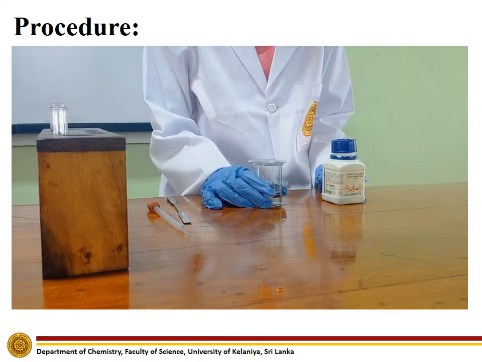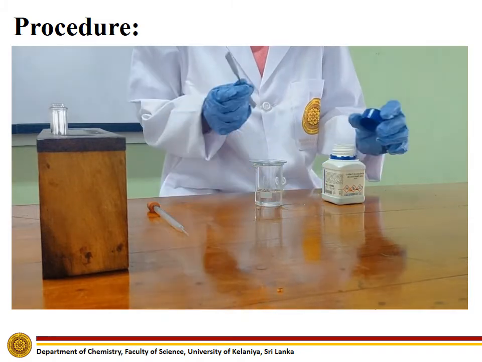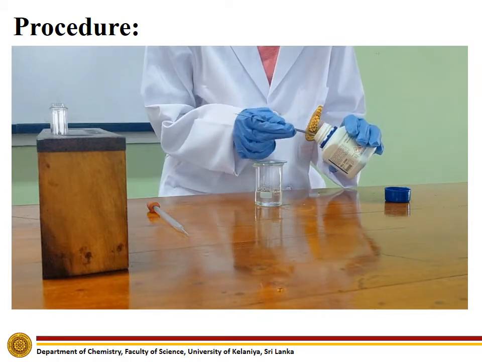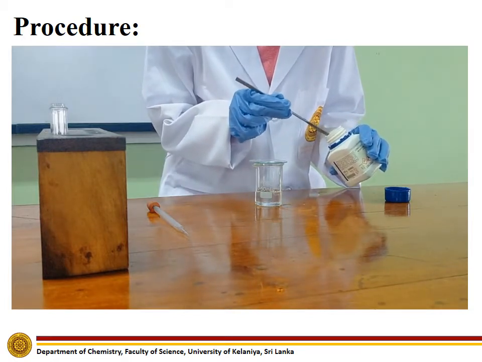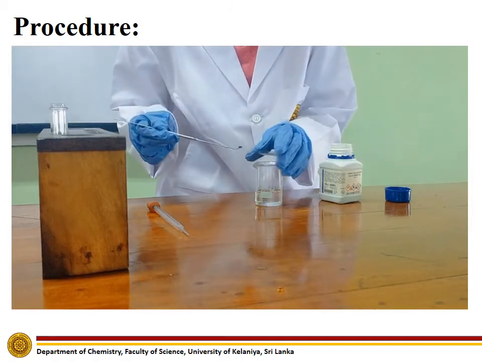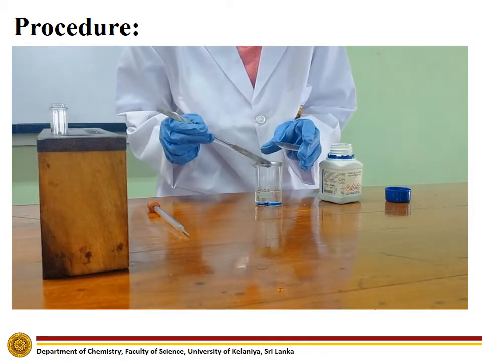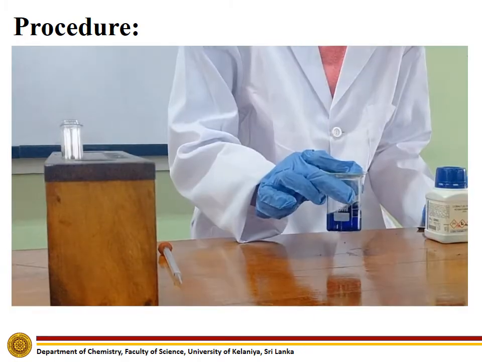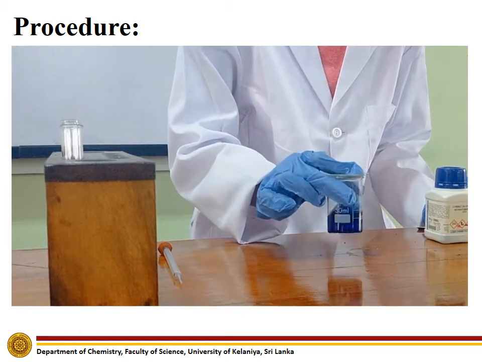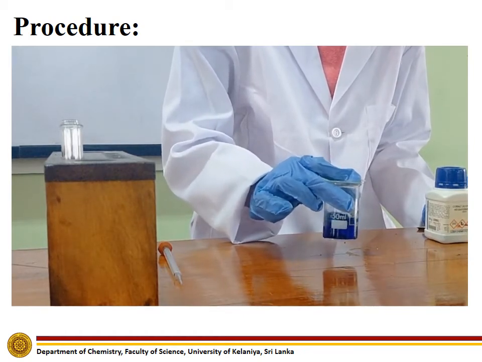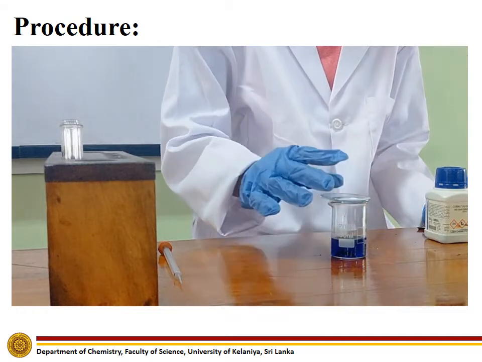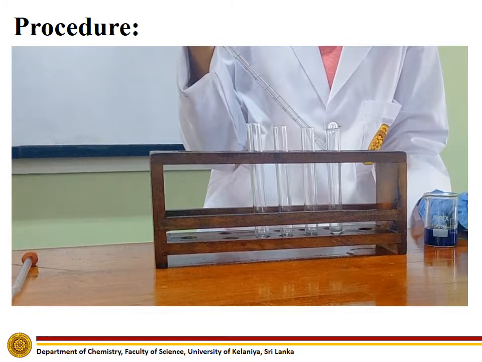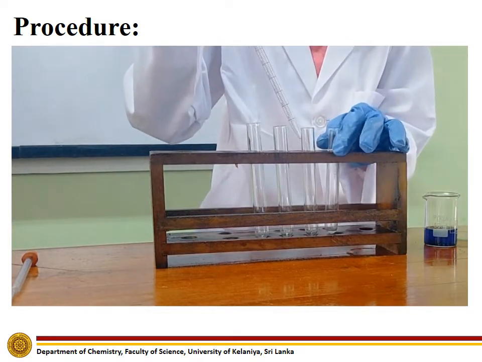Add few crystals of cobalt-2 chloride hexahydrate to a beaker containing 25 ml of ethanol until a blue color solution is formed. Measure about 5 ml of the above solution to 4 separate test tubes.